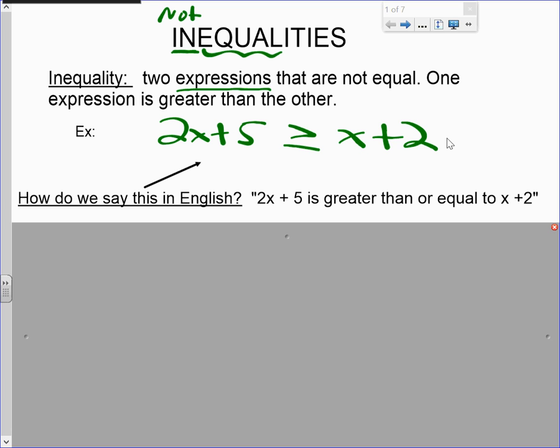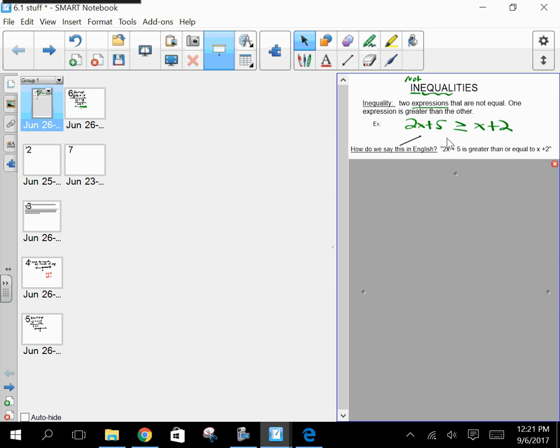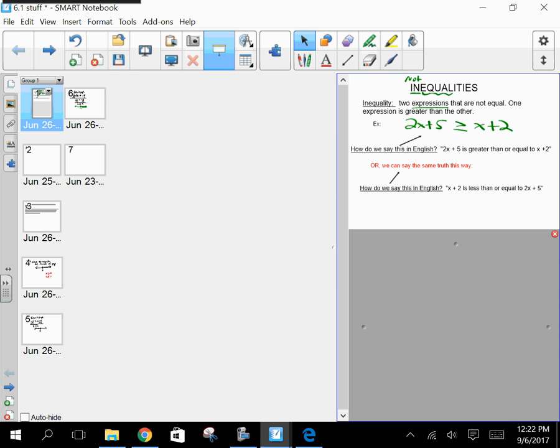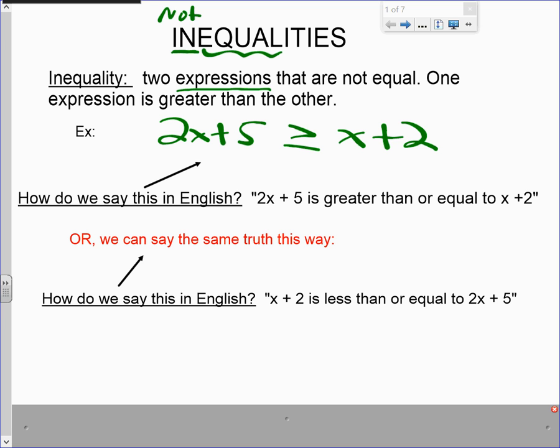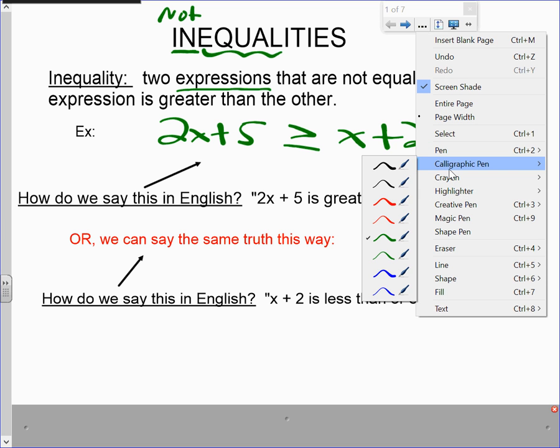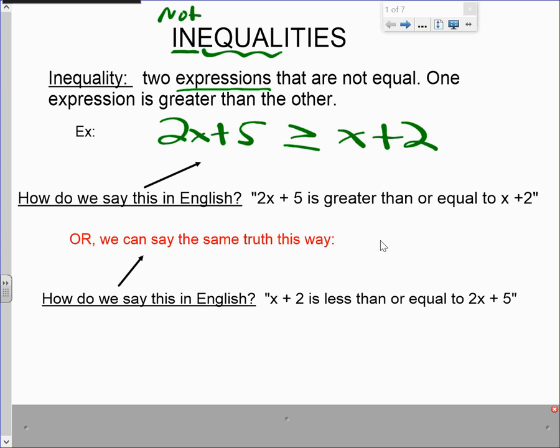How do we say this in English? Quote, 2x plus 5 is greater than or equal to x plus 2. We can say the same truth this way. X plus 2, I'm going to rewrite the same inequality, but I'm going to put x plus 2 on the left. Look at this. X plus 2 is less than or equal to 2x plus 5.